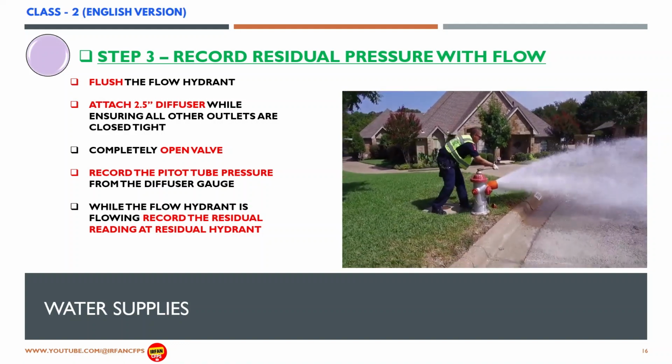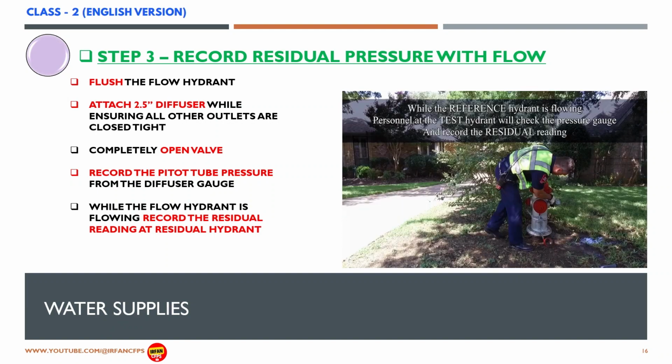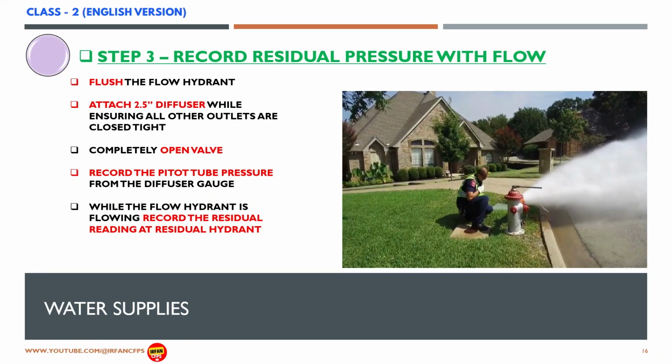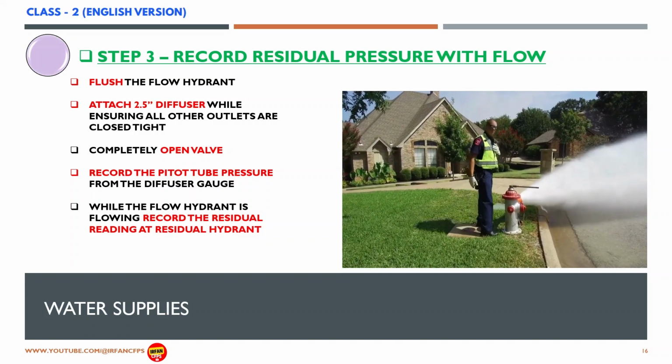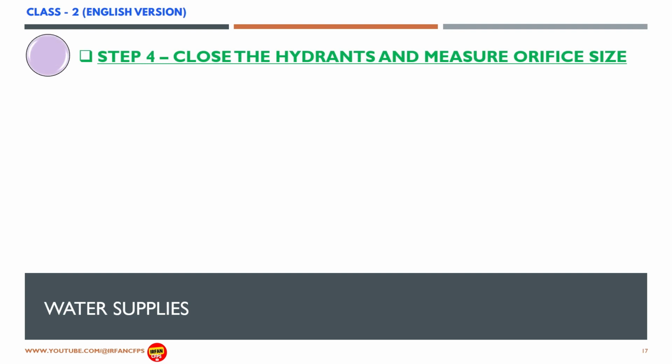Record the pitot diffuser pressure reading from the diffuser gauge and also record the residual reading at residual hydrant while the hydrant is flowing. Let's move on to step 4. Step 4 is to close the hydrants and measure orifice size.